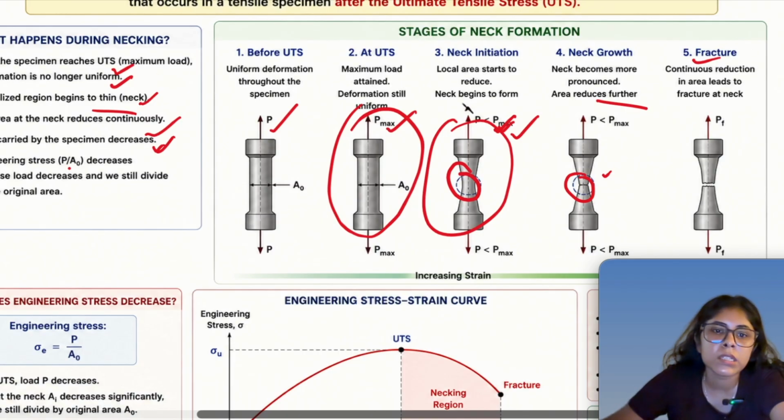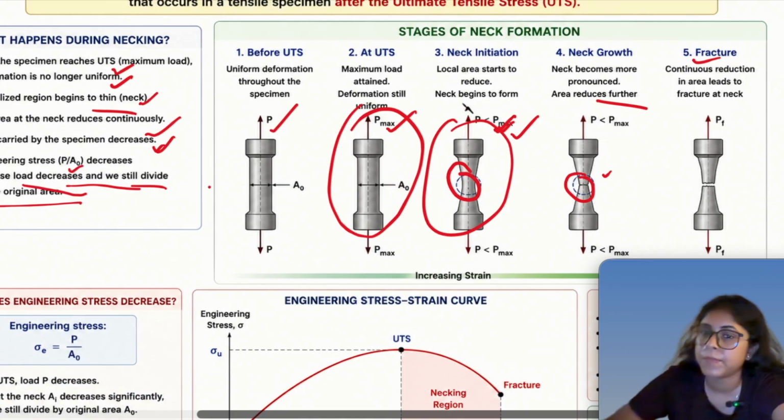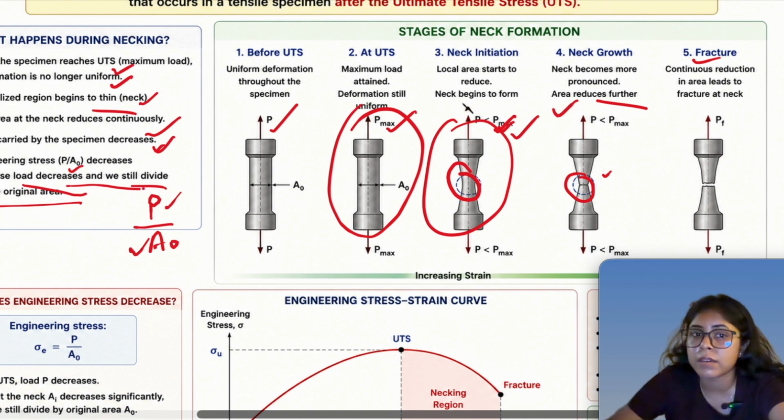So engineering stress P upon A naught decreases because the load decreases and we still divide by the original area, right? The formula is P upon A naught. A naught we are just not changing, but the load which this specimen is going to take is lesser. So engineering stress will decrease. That's why the graph comes down.